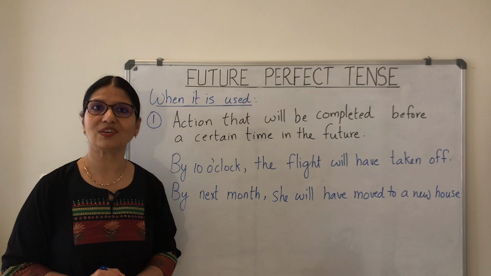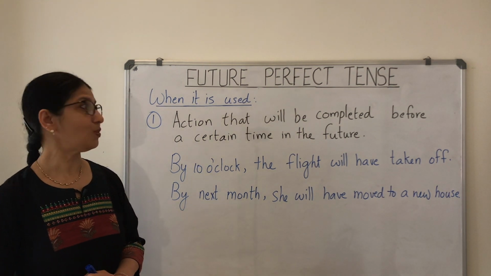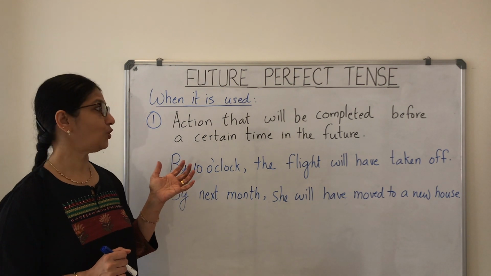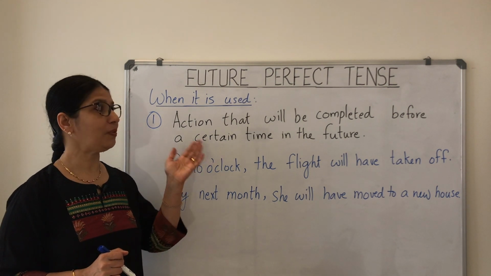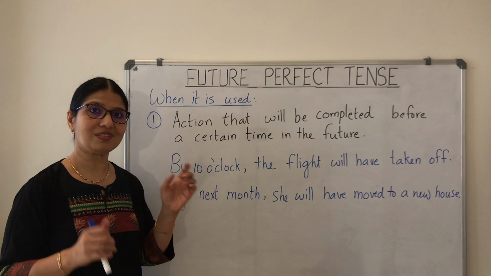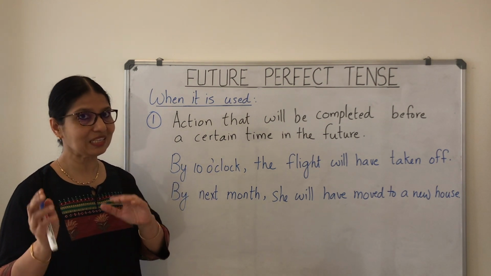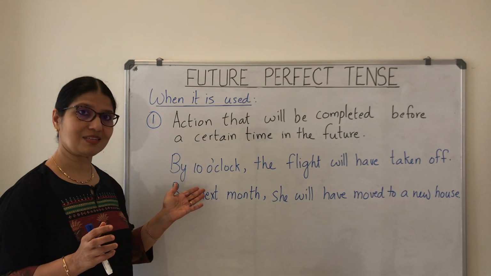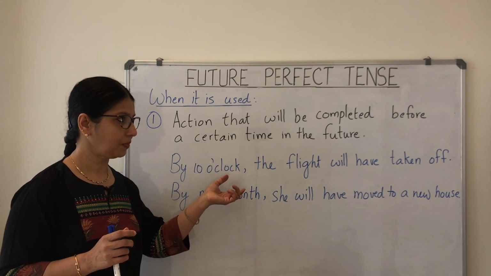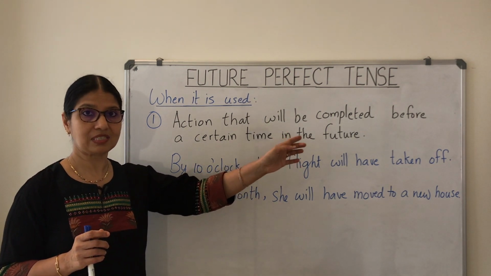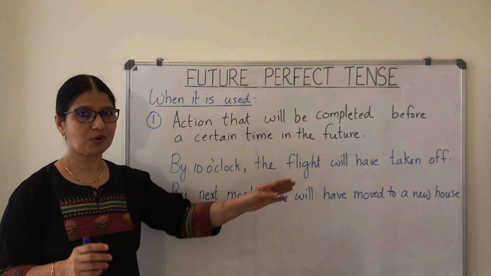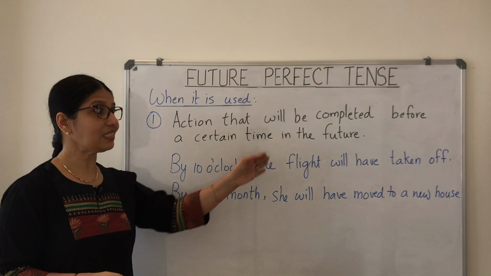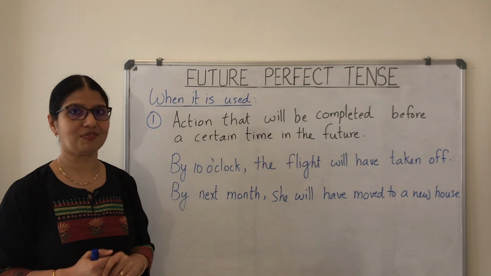Now let's focus on its uses. So the future perfect tense is usually used to talk about an action that will be completed before a certain point in time in the future. For example, you have two sentences. By 10 o'clock, the flight will have taken off. So I'm talking about a time in the future. Maybe it's in the near future. The flight will have taken off.